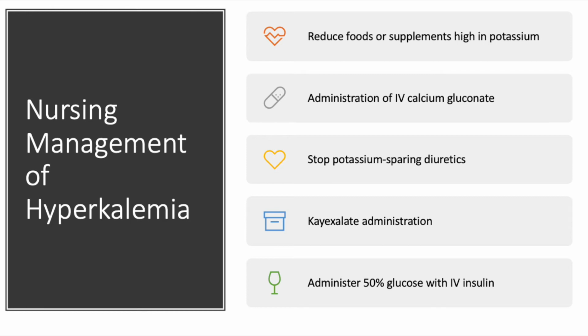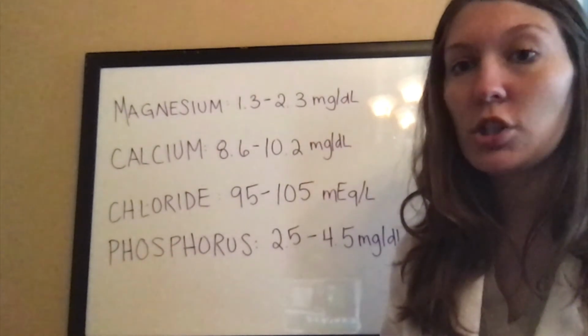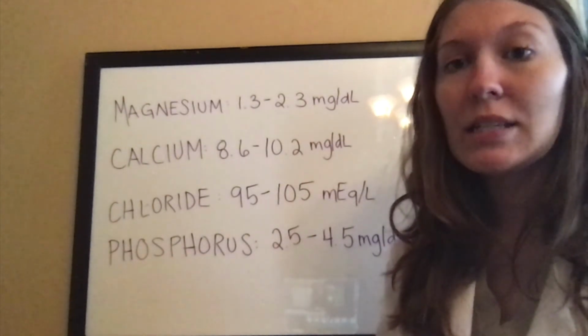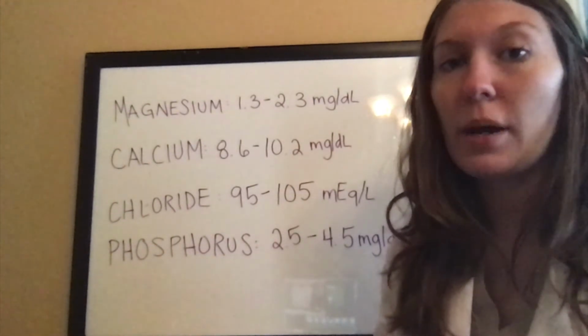The patient may be treated orally or by retention enema with an electrolyte-binding agent to decrease serum potassium levels. As well, administering 50% glucose with insulin IV is indicated in the treatment of hyperkalemia. There are some other important expected reference ranges that we should know, such as magnesium's expected reference range is 1.3 to 2.3 milligrams per deciliter.